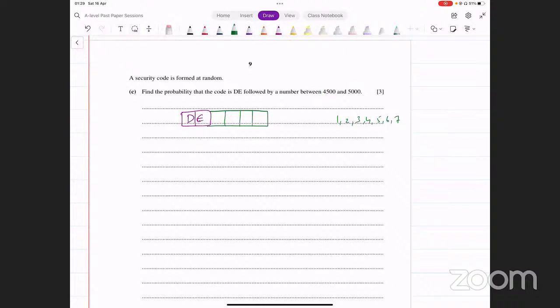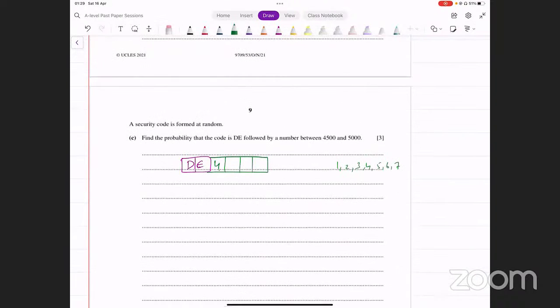Now, what do we want in these 4 places for numbers? In the first place, only 4 can come. There's no choice there as well. If the number has to be between 4,500 and 5,000, the first digit has to be a 4. What about the second digit? It could be 5, or 6, or 7. There are 3 possibilities for this place.